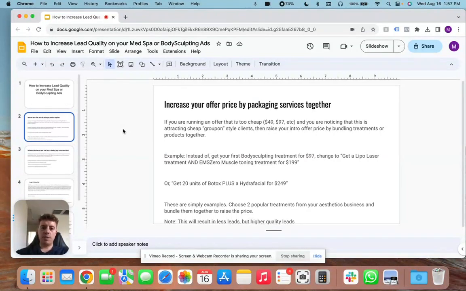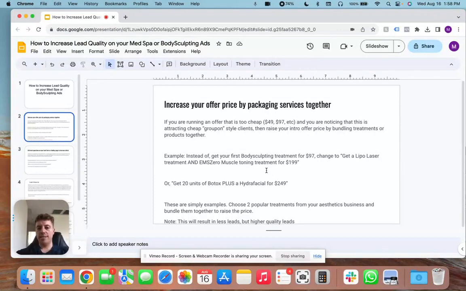What you could do is kind of scare those people away right off the bat by just introducing a higher end offer. So an example, if you're running a body sculpting treatment for $97 as your front end offer on your Facebook ads, you can combine that with a different treatment like EMS zero, for example, like muscle toning, and go from a $99 offer to a $199 offer. So that's 2 things that you can kind of bundle together to raise your price.